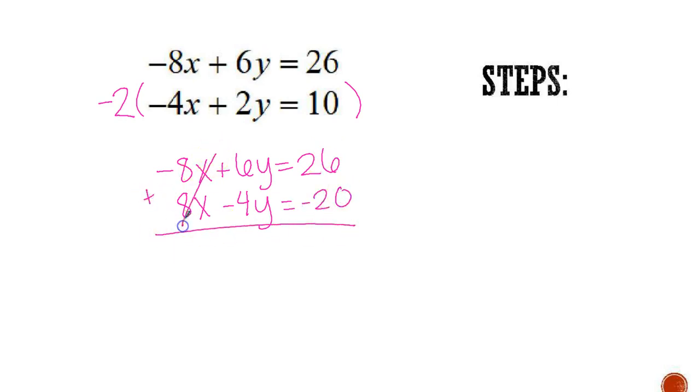Add them up. Those go away. 6y minus 4y is 2y. 26 minus 20 is 6. We divide by 2, and y equals 3. Perfection. And then, just for sake of time, I'm not going to go plug that back in, but I could go plug that in and find my x value. Okay? But just for sake of time, I'm not going to do that.